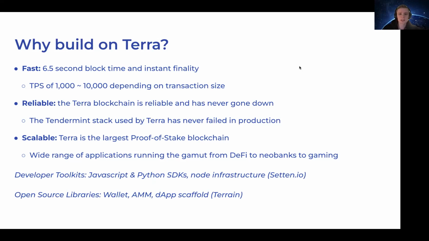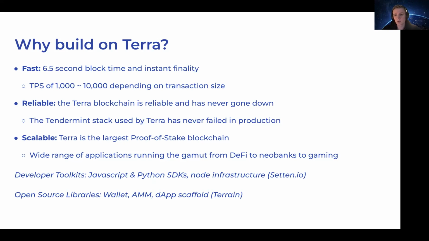Next, why build on Terra? So why would you want to build your protocol on Terra over any other ecosystem? So for one, we have proof of stake. So that means it's fast, reliable, and scalable. Fast being 6.5 second average block times. And we have instant finality.